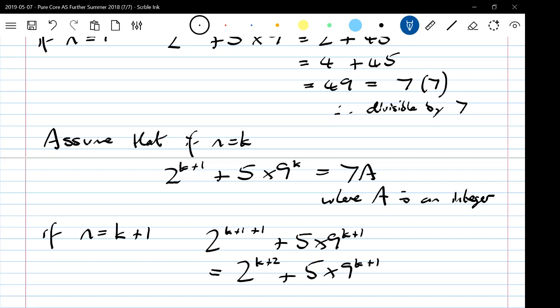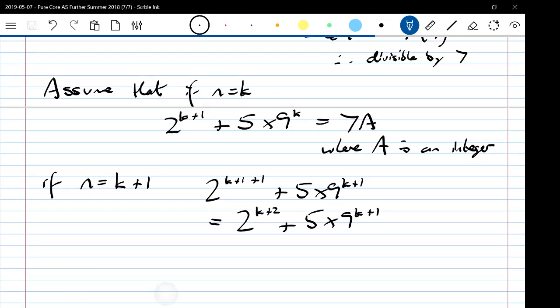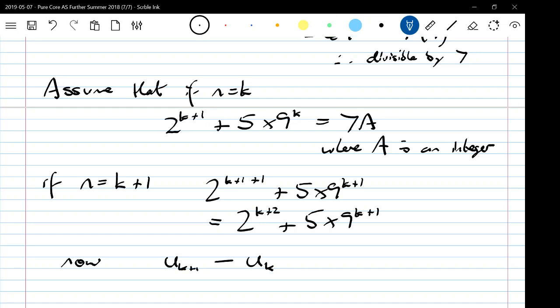Now a standard thing to do with these is to consider what would be going on if we looked at the difference between two terms. So I am going to consider u_(k+1) take away u_k. So u_(k+1) is 2 times 2^(k+1) plus 9 times 5 times 9^k. I've just rewritten that line, splitting up those indices.